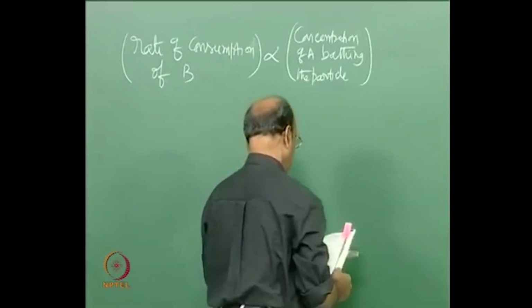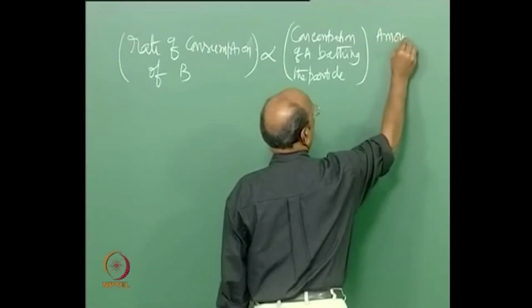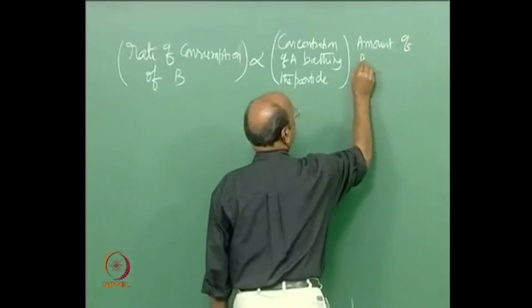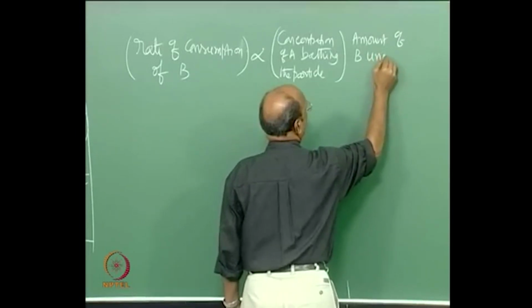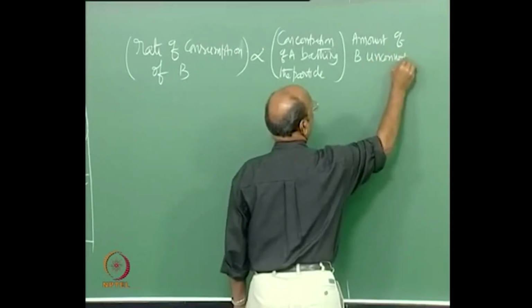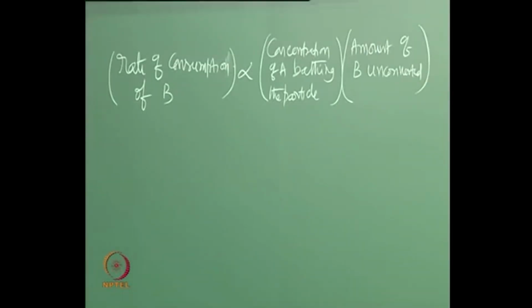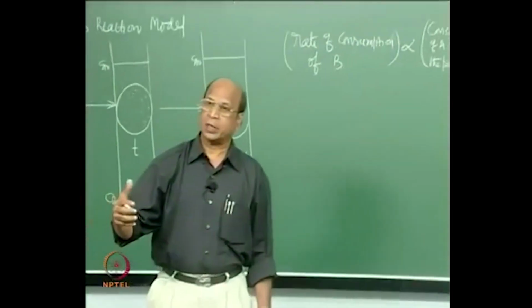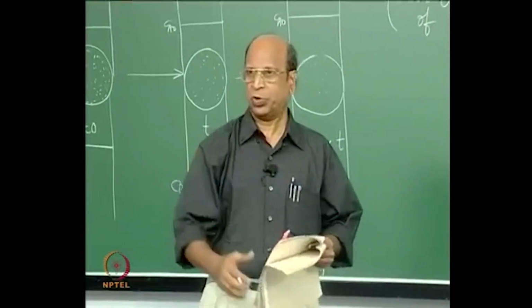multiplied by amount of B unconverted. Correct? No, already converted one will not participate in the reaction, so unconverted. Good. Okay. So we can write this one in terms of Cb, or we can also write in terms of Xb. Xb is the conversion, which you are already familiar with.